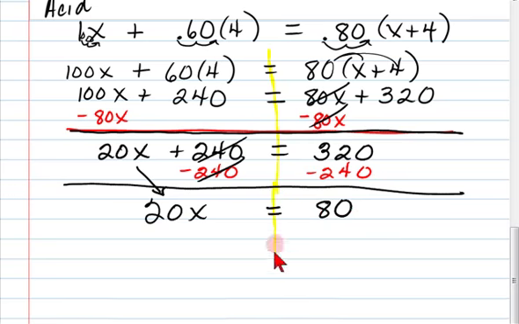What's my final step? Divide. I need to divide by 20, the coefficient, divide by 20, and x is 4.